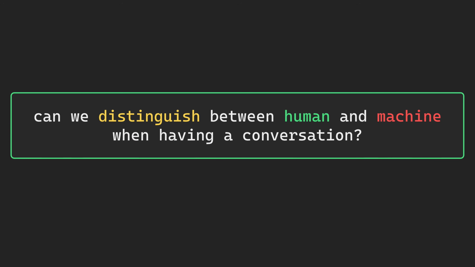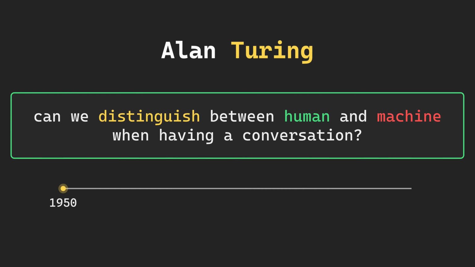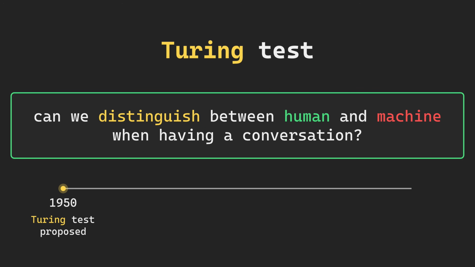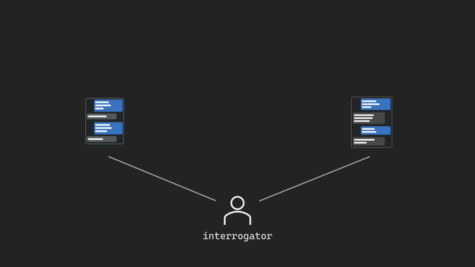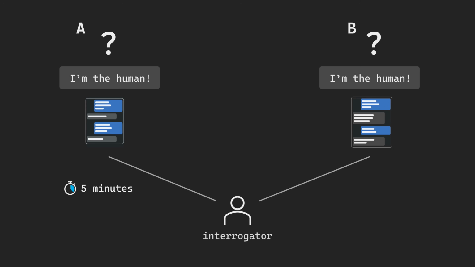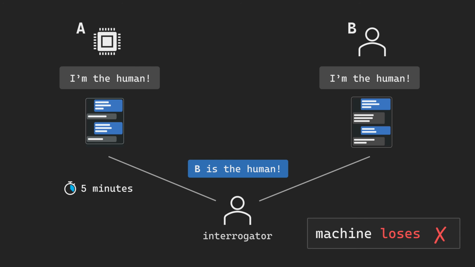That swap was proposed in 1950 by Alan Turing, the British mathematician who helped to break Nazi codes during the war. We now call it the Turing test. And here is how it works. The interrogator, or judge, holds two conversations at the same time. One partner is a machine, the other is a person. The judge doesn't know which is which and has 5 minutes to decide. Both are trying to convince the judge that they are the human. If the judge picks correctly, the machine loses. If the judge picks wrong, the machine wins.